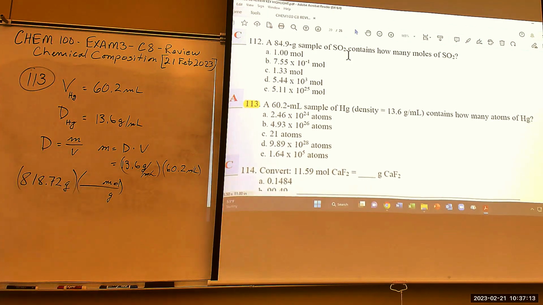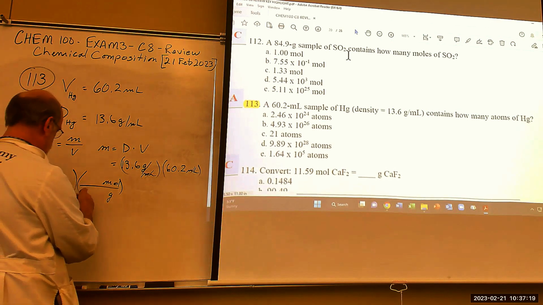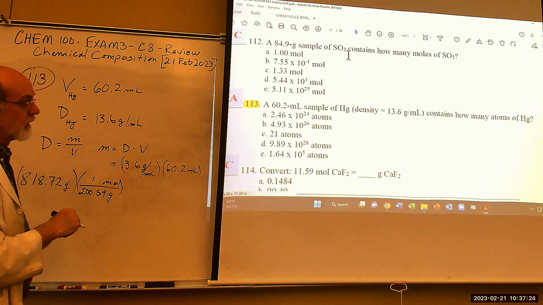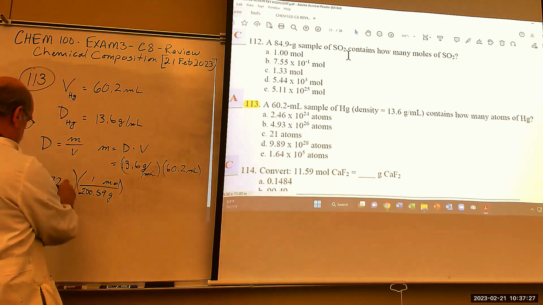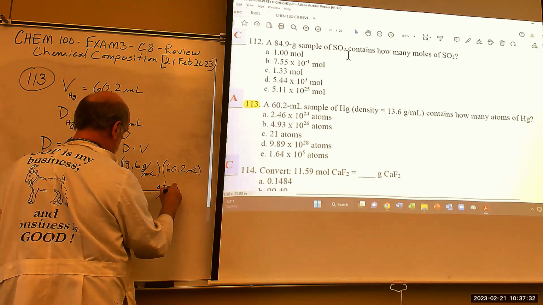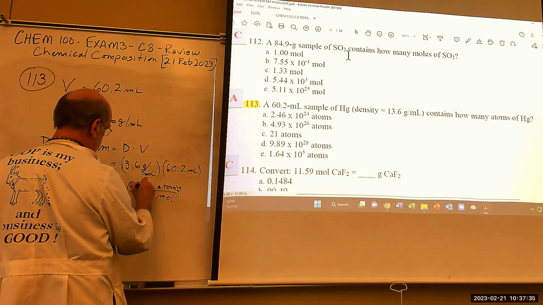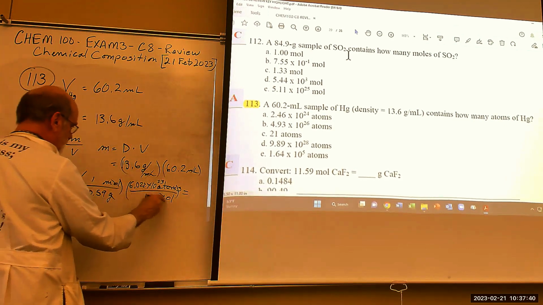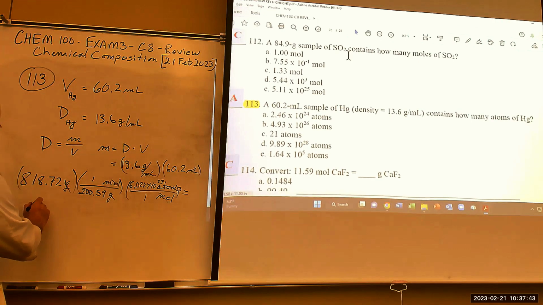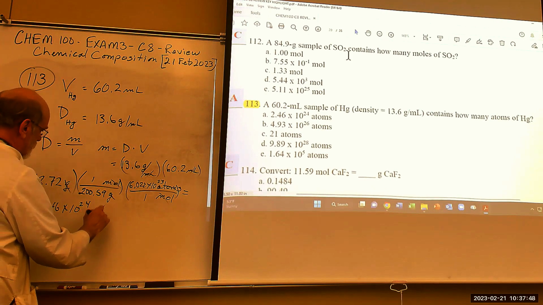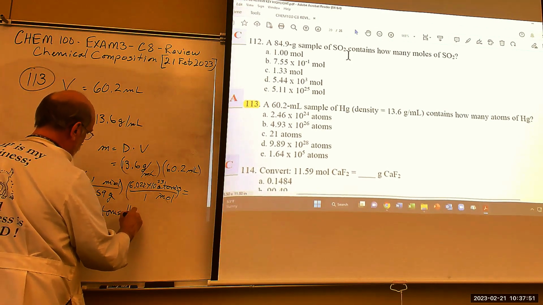So what's the molar mass of mercury? It's 200.59. Right, that gives us moles. How many atoms? Right. So we're also going to convert moles to atoms with Avogadro's number. Right? And if we do our math correctly, we should end up with 2.46 times 10 to the 24th atoms of mercury.